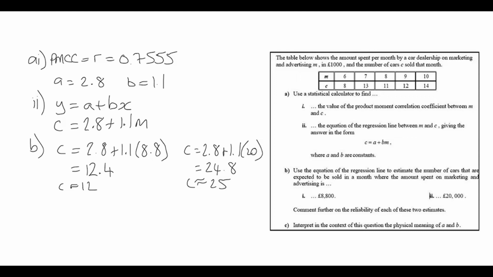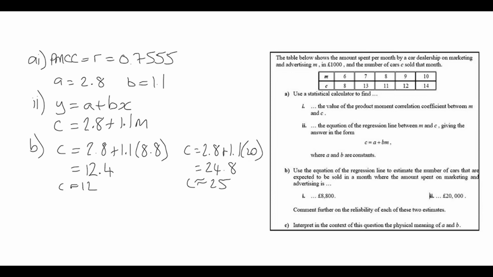In section B, we're also asked to comment on the reliability of each of these two estimates, and the comment is typically going to be about interpolation versus extrapolation. Are we using a value in between the range of the original data, or are we using a value outside of it? The monthly spends ranged from 6 to 10 in the original data that generated the regression equation.